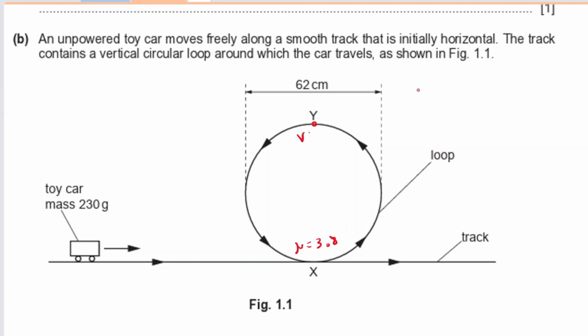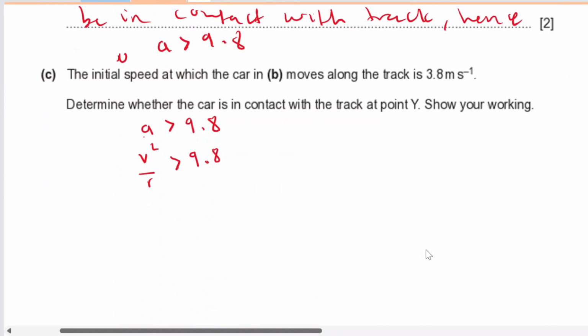One of the formulas for velocity was v squared equals u squared plus 2as, right? u squared is 3.8 squared, plus 2 times the acceleration, which here will be gravity, 9.81, and the displacement will be from x until y. And remember, this is displacement, not the distance. Displacement is a straight line distance from x to y, so this will be the diameter of the circle. And the diameter is 62 centimeters over here. So we can use these values to get our velocity at point y.